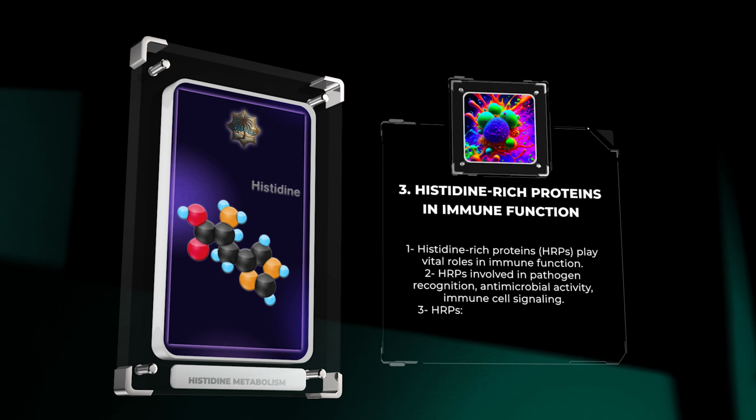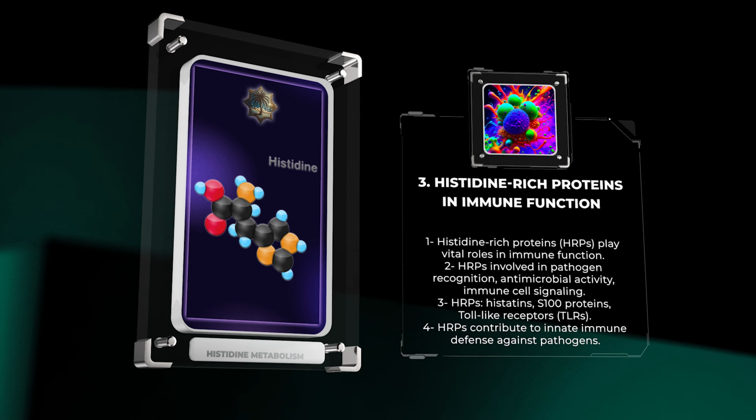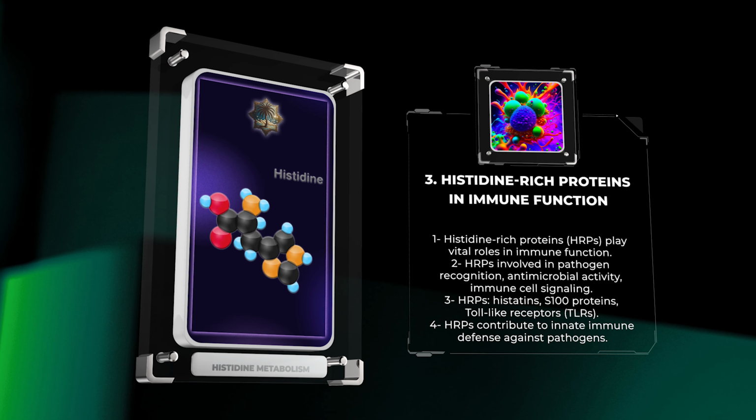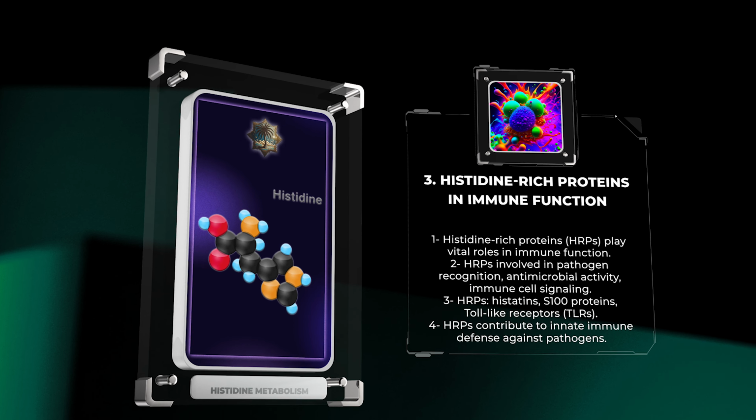Histidine-rich proteins, HRPs, have shown to play vital roles in immune function. These proteins contain a high concentration of histidine residues and are involved in various immune-related processes, including pathogen recognition, antimicrobial activity, and modulation of immune cell signaling.